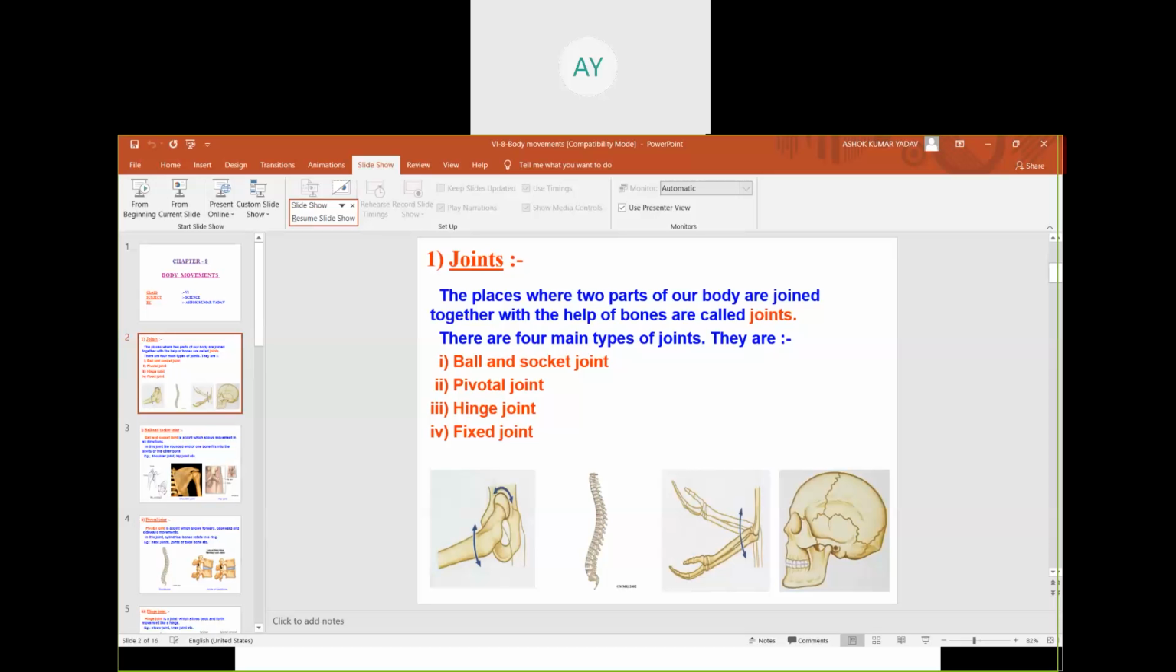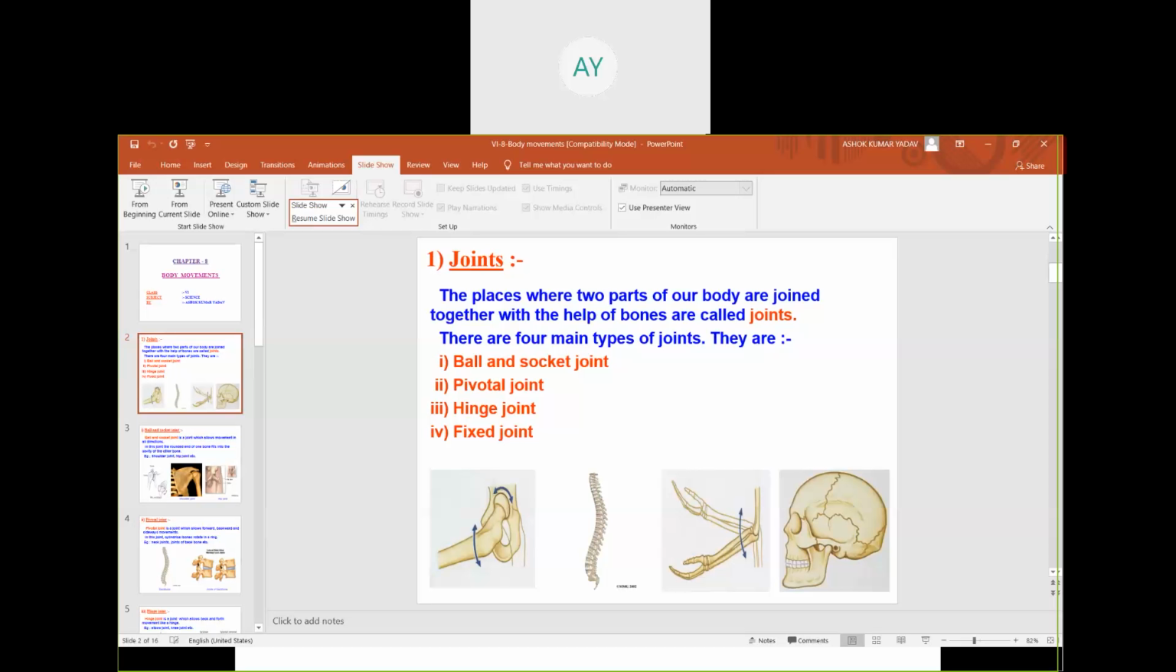So there is a classification of joints. One is ball and socket joint. Okay. And the other is pivotal joint. Third is hinge joint, and fourth is fixed joint. So these are the classification of the joints, and you try to observe what are the different types of joints in our body. Try to recognize in your body where are the joints of the bones.